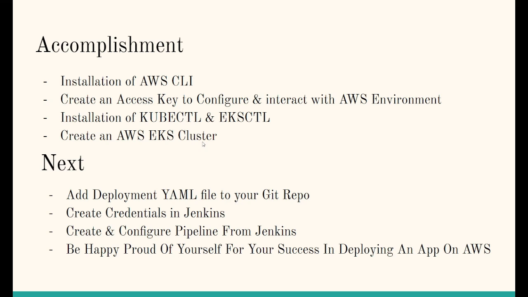So next, and the last video, will be about the deployment. We're going to add the deployment YAML file to our Git repository. We're going to create credentials in Jenkins, for the Git repository and for Docker Hub, and we're going to create and configure the pipeline for Jenkins, and you'll be happy with yourself for your success in deploying an app on AWS. And that's actually a pretty advanced way to deploy an application.